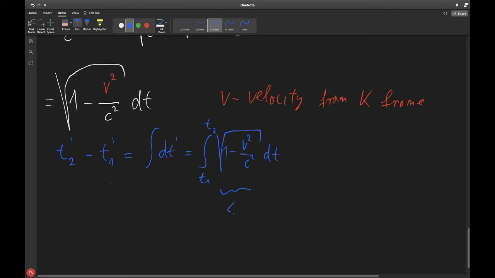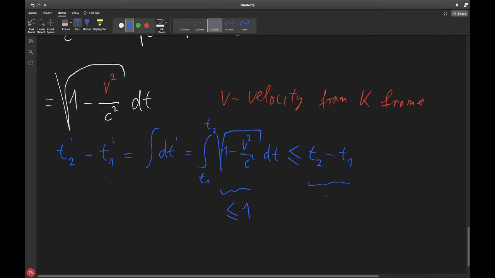So this value here is less or equal to 1. If it was 1, then this integral would be t2 minus t1. But since it is less than or equal to 1, this whole integral is going to be less or equal to t2 minus t1. Okay, so what really happened here?